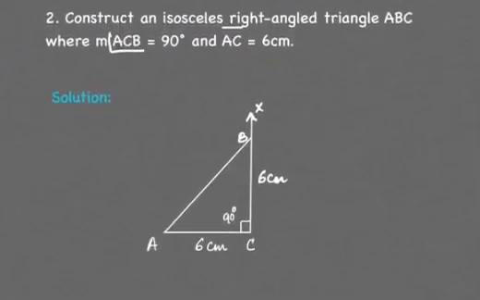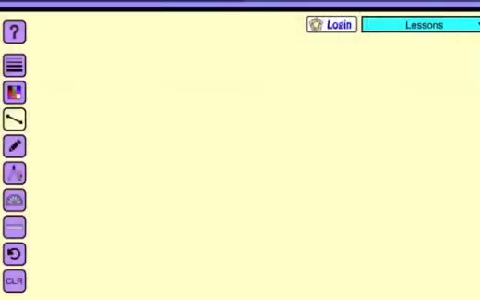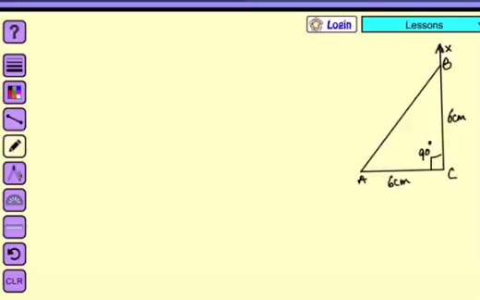Construct an isosceles right-angled triangle ABC where angle ACB is equal to 90 degree and AC is equal to 6 centimeters. We have drawn a rough diagram here. Since it is isosceles right-angled triangle, we have two sides which are 6 centimeters and an angle which is 90 degree. Now moving on to construction, children. Before we start the construction, we will first draw a rough diagram. Let's start with the construction.